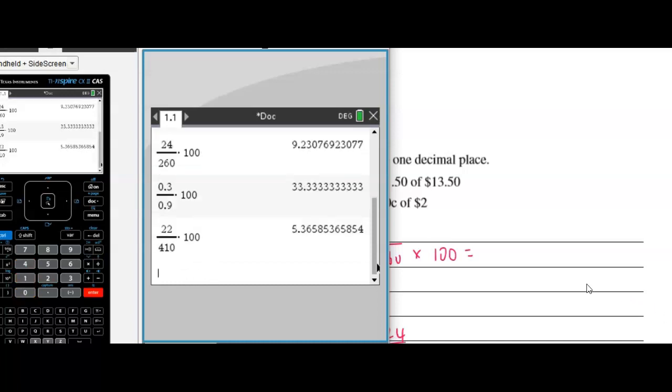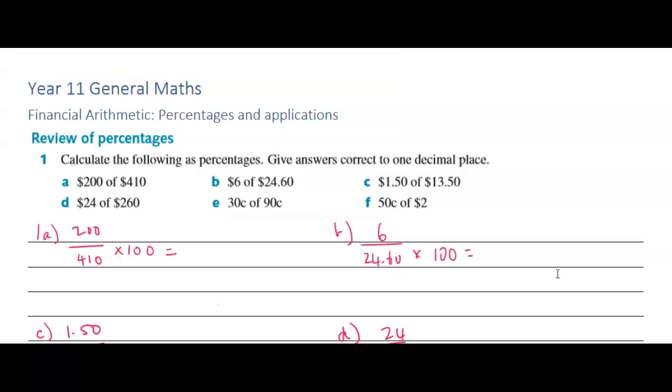So we get 5. What did I do wrong? How did I not type that in correctly? Oh gosh, sorry, I'm getting distracted. 222, I don't know where I got that from. 200 over 410 times 100 is 48.78. So I'm going to write that to 2 decimal places and then do my rounding. Because we're rounding to 1 decimal place, it's always a good idea to write your answer to more decimal places than are required, and then do your rounding. So 48.8, and it's percent.